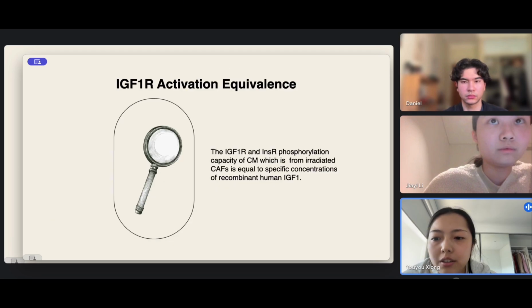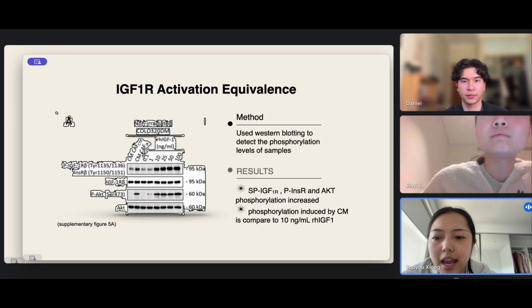So as the final key finding, the IGF-1R and INSR phosphorylation capacity of the CM from irradiated CAFs is equal to that of specific concentrations of recombinant human IGF-1. So in order to detect the biological activity and potency of the CAFs' conditioned medium, it used Western blot to detect the phosphorylation level of IGF-1R and INSR, as well as the downstream active AKT.